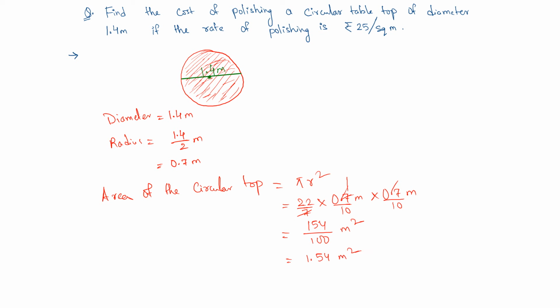So you got the area. So how much area do we need to polish? 1.54 meter square. This is the total area to be polished at the rate given. The rate tells you that the cost of polishing 1 meter square is 25 rupees. So in order to find the total cost, we need to find the cost of polishing this much area, 1.54 meter square. So we will be using the simple unitary method. Let me do it on the next page.